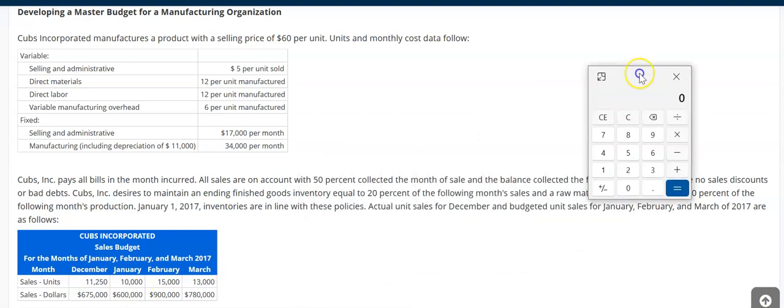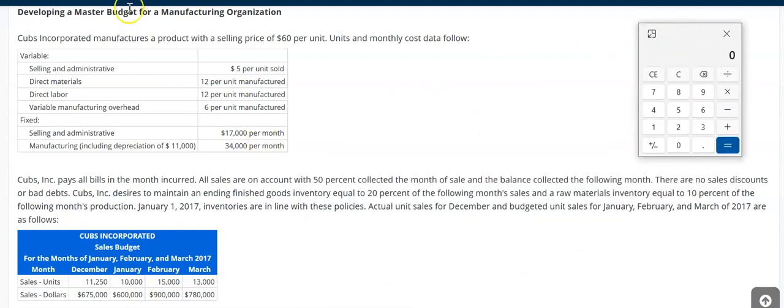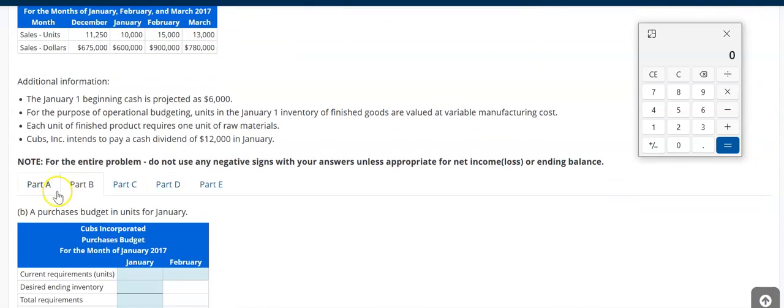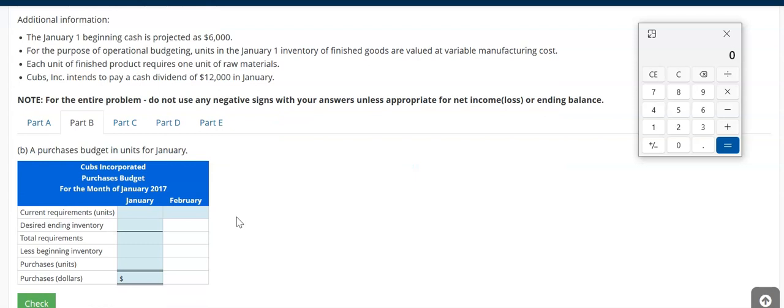All right, so welcome to part two of this fairly long question that we've got on developing a master budget for a manufacturing organization. In what we said in the first video, we've got parts A, B, C, D, and E. Part A was a production budget, and we're going to need some of those figures, but we're working on the purchases budget. So, a couple of things real quickly that we need to be aware of to be able to do this.